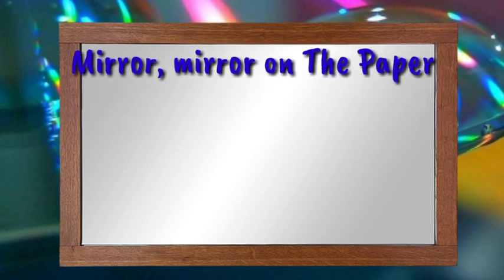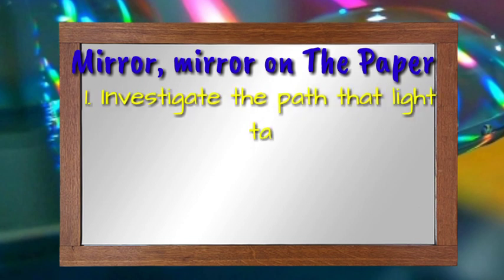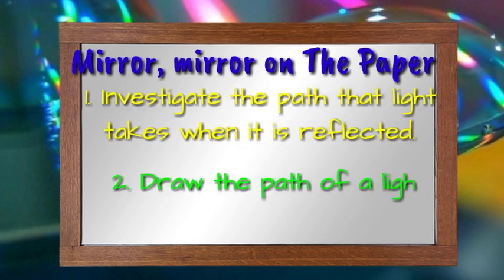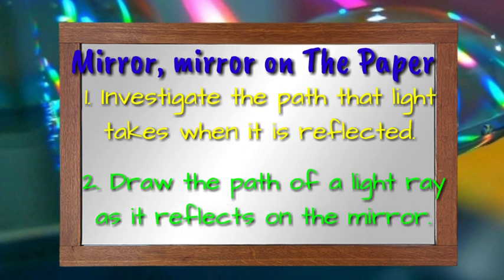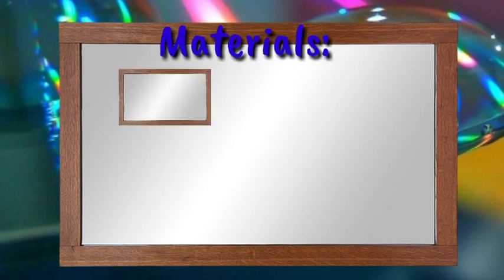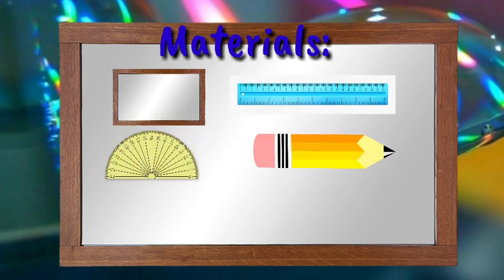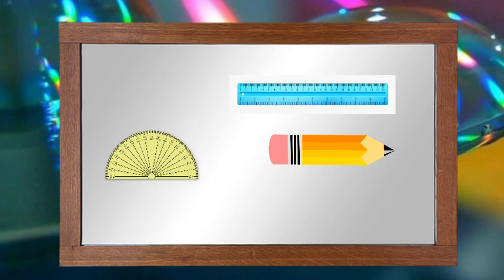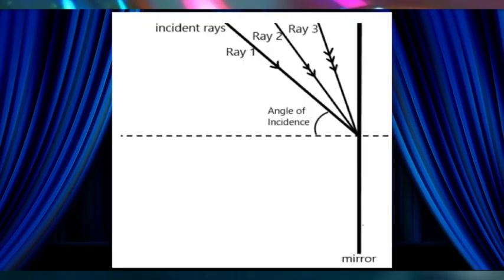The objectives are: 1. Investigate the path that light takes when it is reflected. 2. Draw the path of a light ray as it reflects on the mirror. The materials to be used are a rectangular plane mirror, ruler, protractor, pencil, piece of clay, laser pointer, or other light sources. Here are the procedures that you should follow.